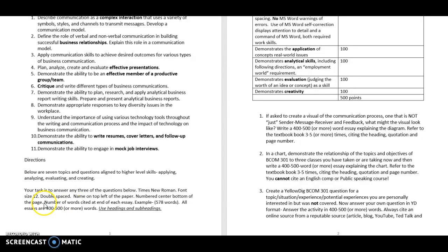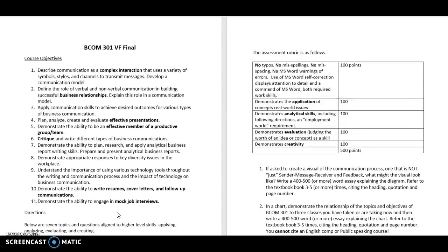6. For each question, please end it with a word count. All 3 essays are 400 to 500 or more words. You must use headings and subheadings, as in paper 1 and paper 2. Okay. I'm going to be very strict on this.